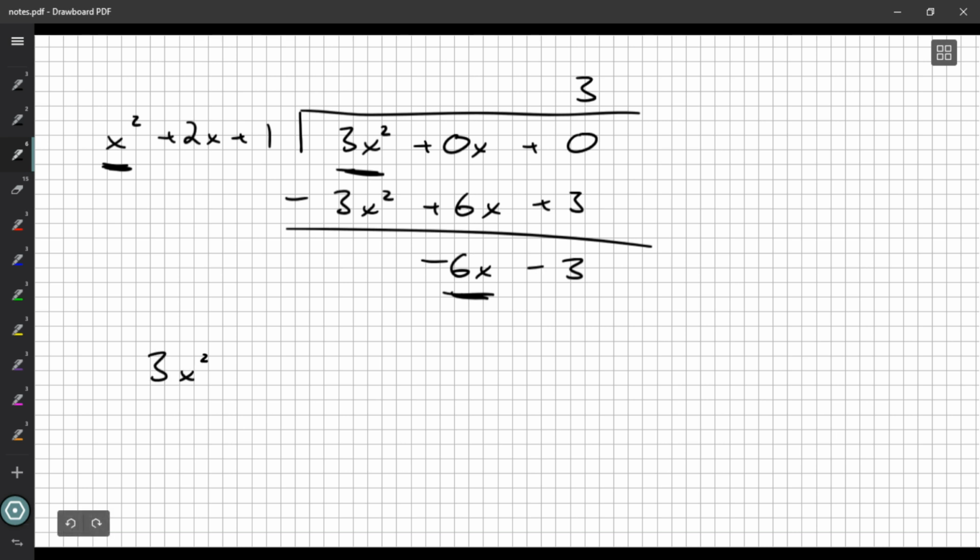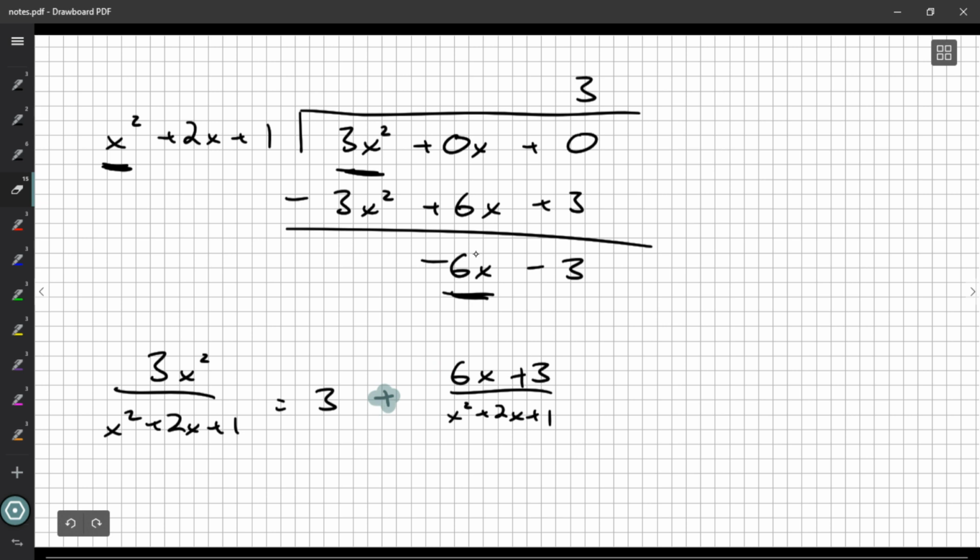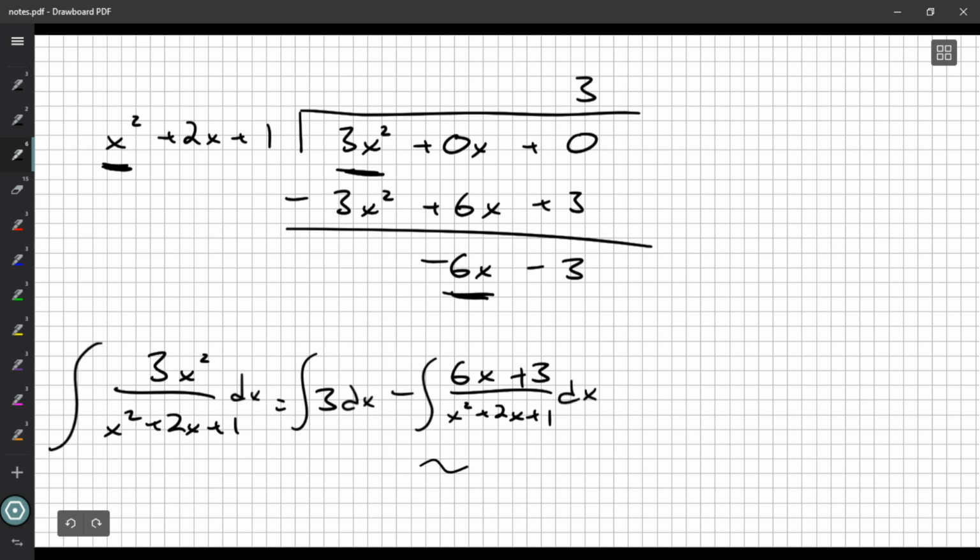And what does this tell us? We can rewrite this improper rational function as 3 plus this proper rational function, which I guess we could write as minus that proper rational function just to take all the minus signs out. Okay, and now we want to integrate this, but it's the same as these, so we can just integrate them. And now we've got a proper rational function. We have acquired what we were asked for.